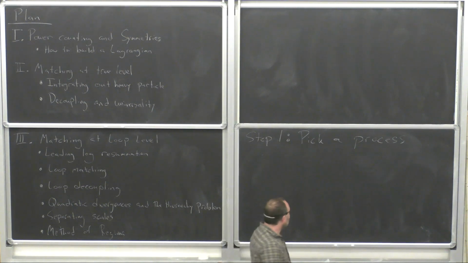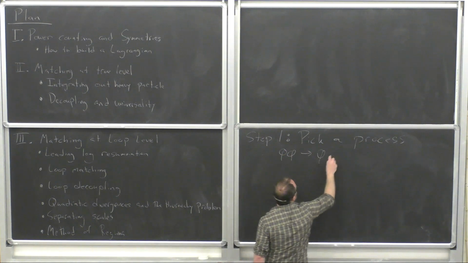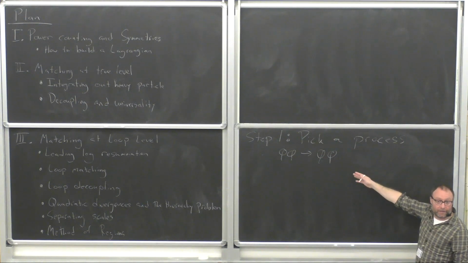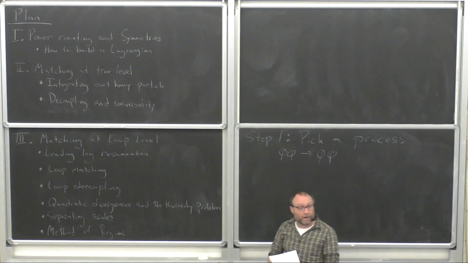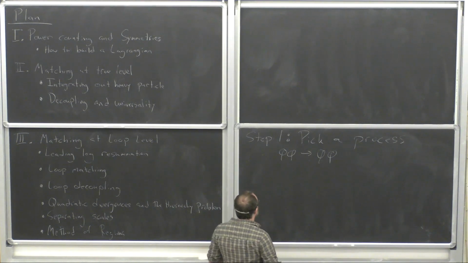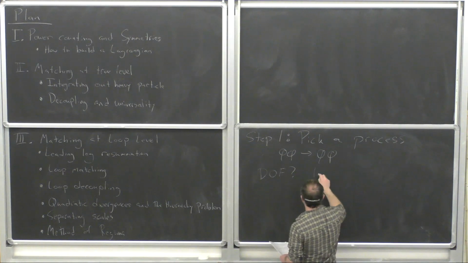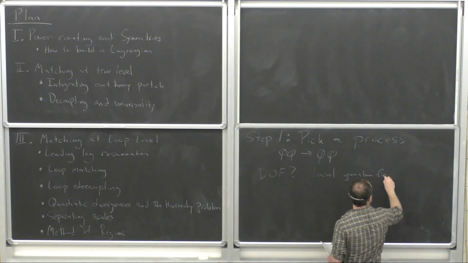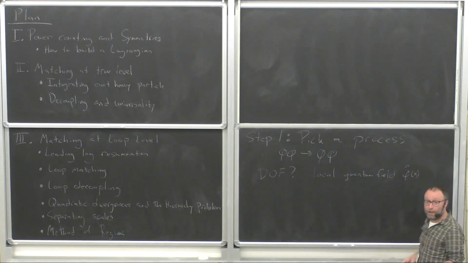And so what are the degrees of freedom? Let's say we're going to do phi phi goes to phi phi, okay? So imagine I have some way to manipulate these phi particles, and I can send them at each other. I can do a scattering experiment, and then I can measure what comes out, okay? So what degrees of freedom do we need? Well, obviously, we want to use a local quantum field. Phi of x. Okay, could even give it a hat.